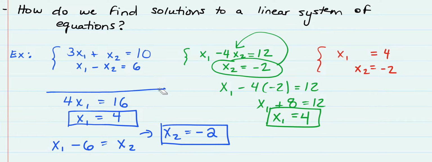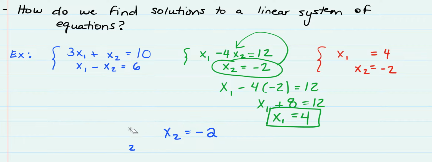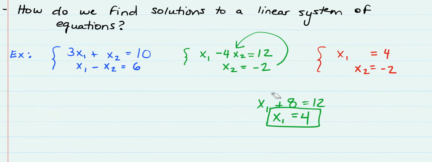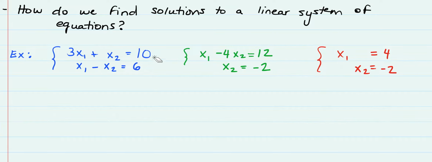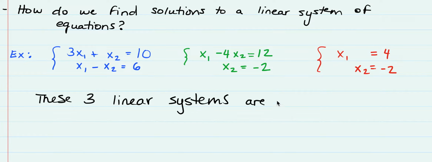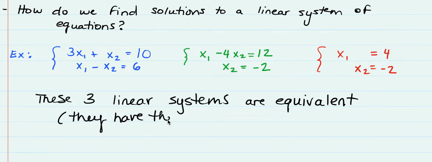Okay, so something we can notice about all of these is that for all of them we get the same solution, but all of these are different linear systems. They're different because they have different equations written out. However, they have the same set of solutions. So these 3 linear systems are equivalent. And what I mean by equivalent is they have the same set of solutions.